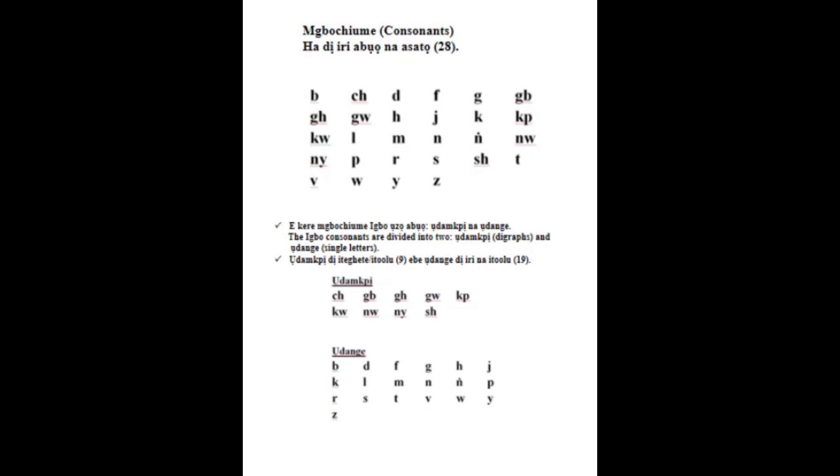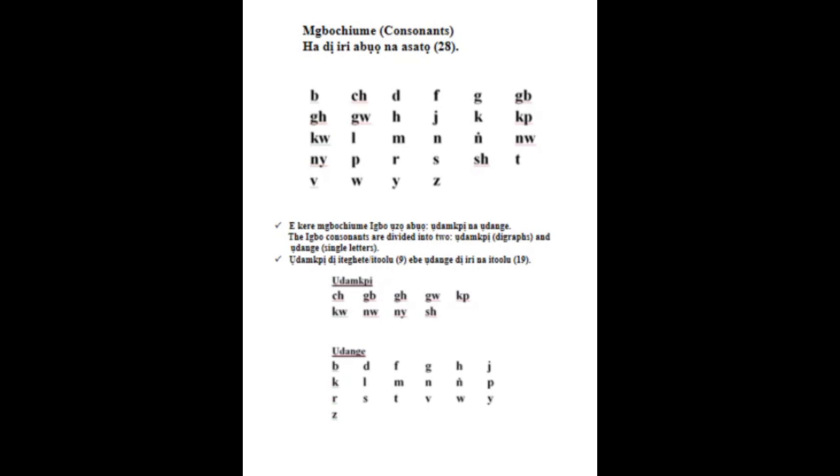So you look at them here, you see ụdamkpe, the digraphs, the ones that are two in one. Whenever you hear mpe in Igbo, it indicates two things in one, just like a palm kernel, there are two in one shell, mpe. So chi, gbe, ghe, gwi, pe, kwe, nwe, ni, shi. They are ụda mkpe. Ha bụ ụda mkpe. Remember, ha is they. Bụ means is. Ụda mkpe, digraph.